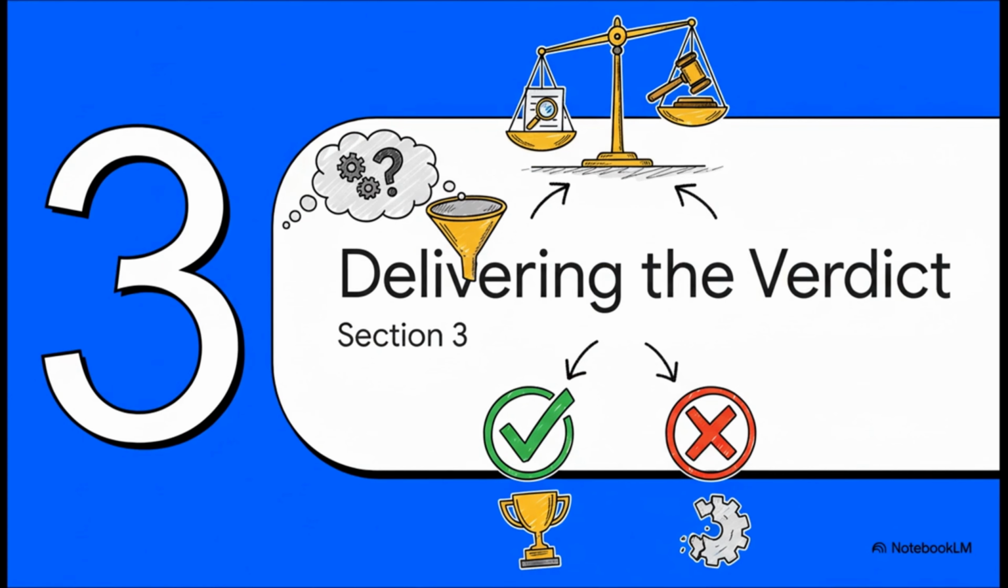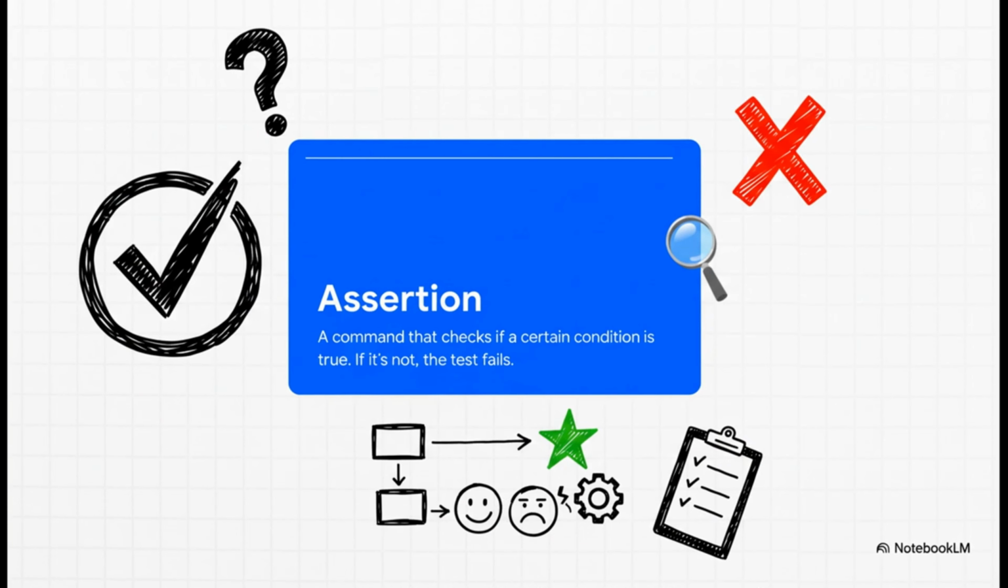Okay, so we've found our elements, we've interacted with them, but did it work? Now we get to the most important part of any test, whether it's manual or automated. Deciding if it passed or failed. It's time to deliver the verdict. In the world of automation, we call this final check an assertion. Now, don't let the fancy word throw you off. You are already an expert at assertions.